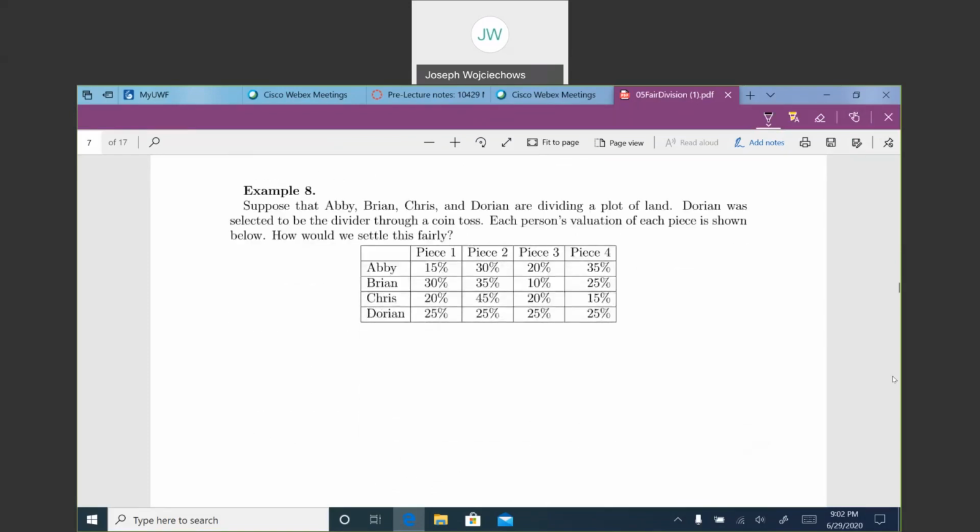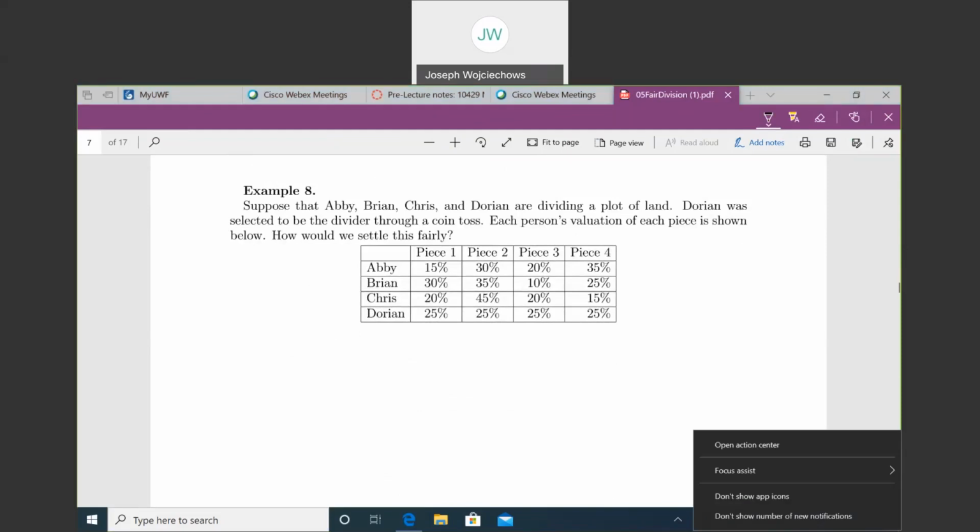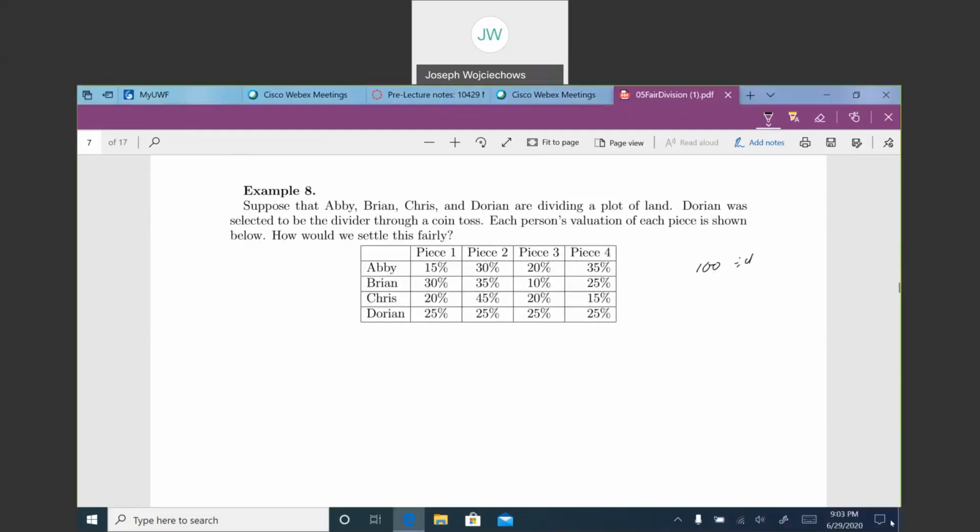Okay, suppose that Abby, Brian, Chris, and Dorian are dividing a plot of land. Dorian was selected to be the divider through a coin toss. Each player's valuation of each piece is shown below. How would we settle this fairly? Okay, 4. So 100% divided by 4, 25% would be a fair share. So looking at Abby here, piece 2 and piece 4. Abby declares for piece 2 and piece 4. Brian for piece 1, piece 2, and 4.